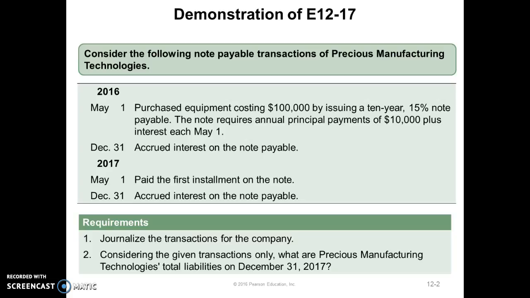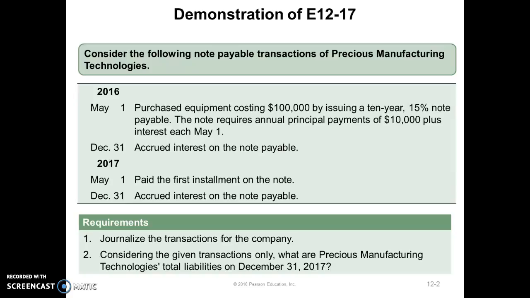So, the first problem I want to go through is regarding notes payable. Here, on May 1st, 2016, we purchased equipment for $100,000 by issuing 10-year 15% notes payable. The note requires annual principal payments of $10,000 plus interest each May 1st. So every May, we're going to make the principal payments. At December 31st, we're going to accrue interest on the notes payable.